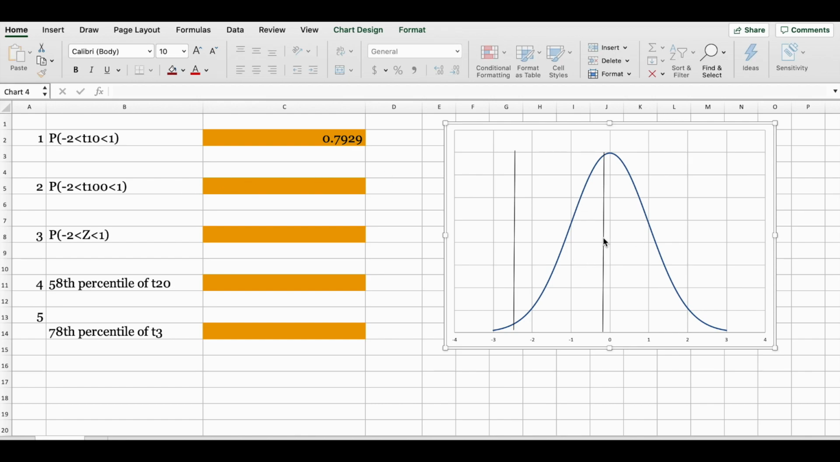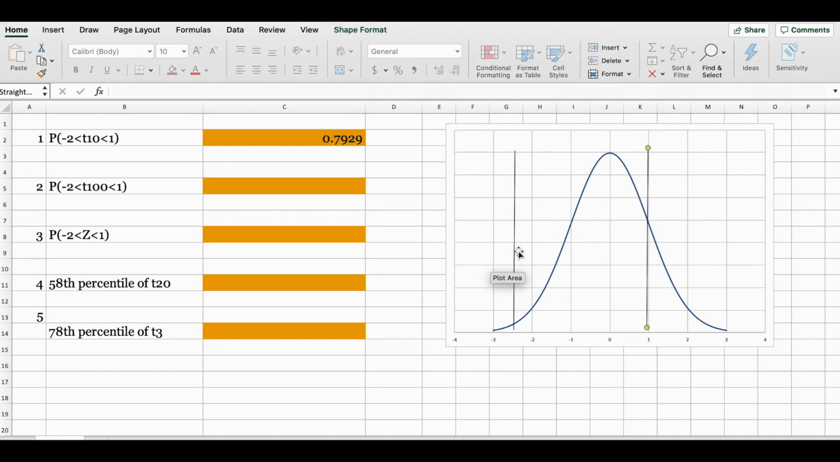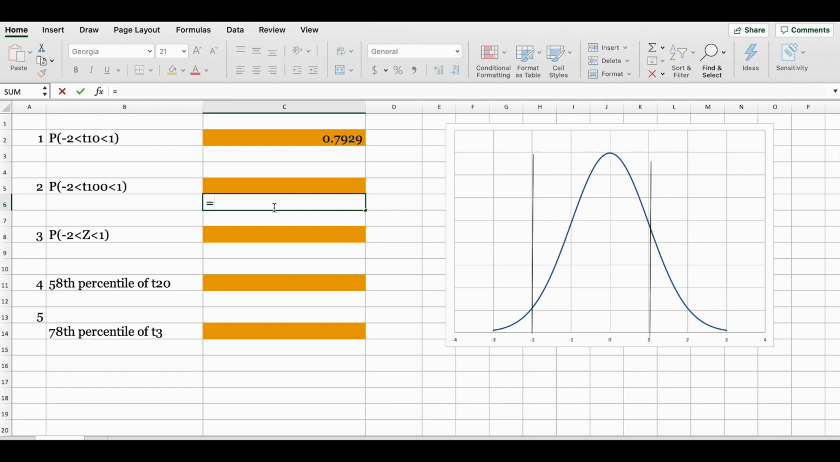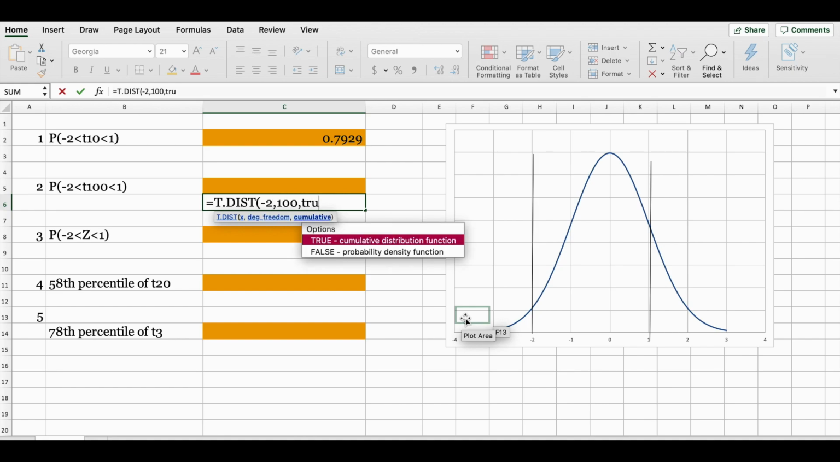So let me move these lines. So -2 is right here, +1 is right here. So we're looking for the area in this region between these two lines. So here we can apply the two techniques that we applied in the first question. So first, we're going to find, using the t.dist function, the area on the left side of -2. So x is -2, degree of freedom is 100, and we're still using the true statement.